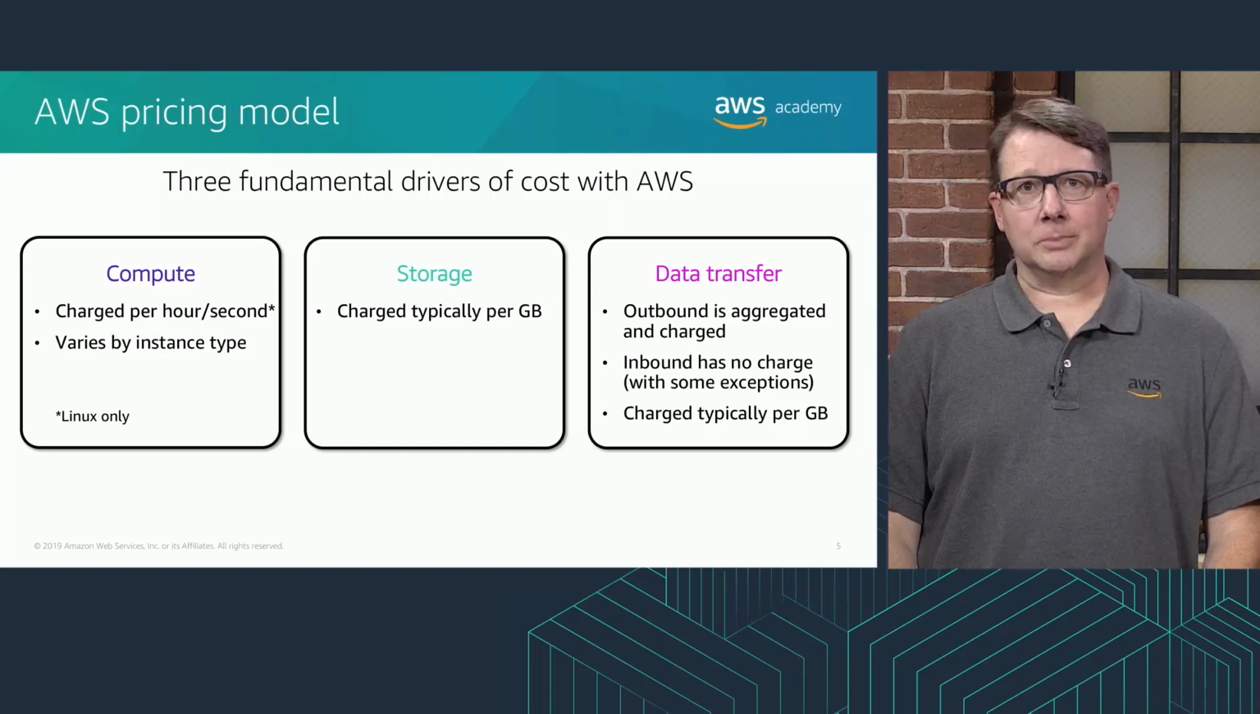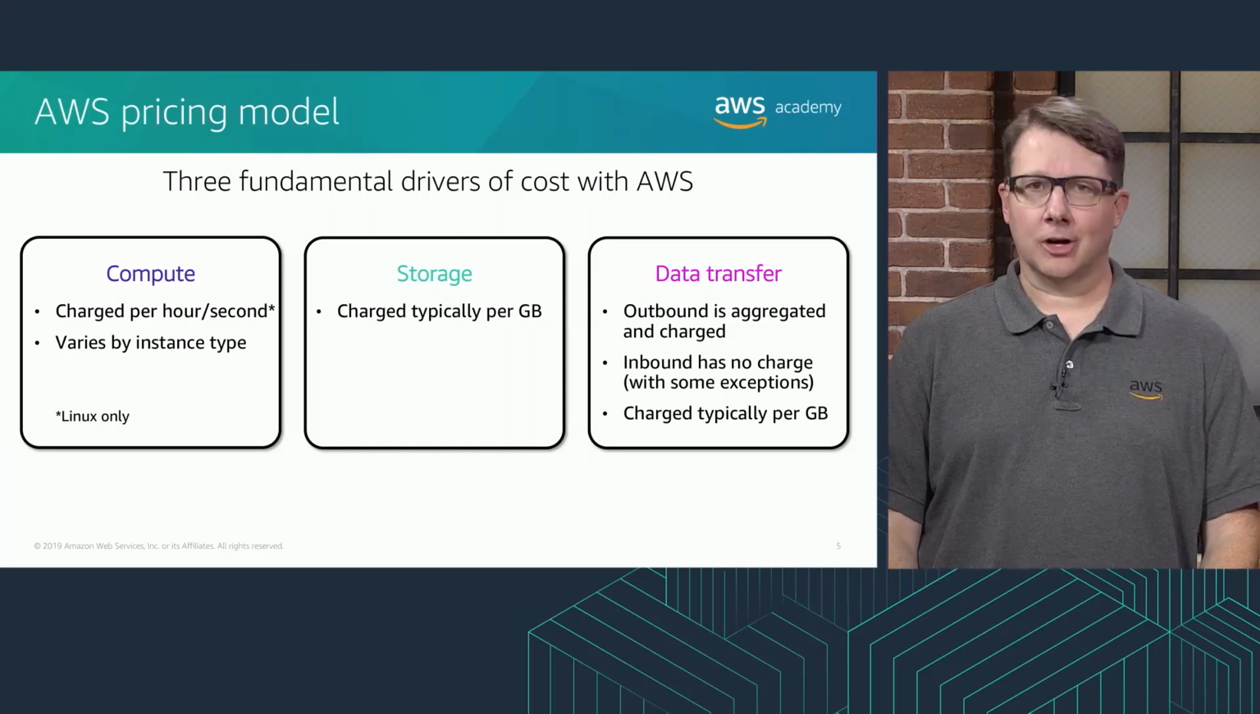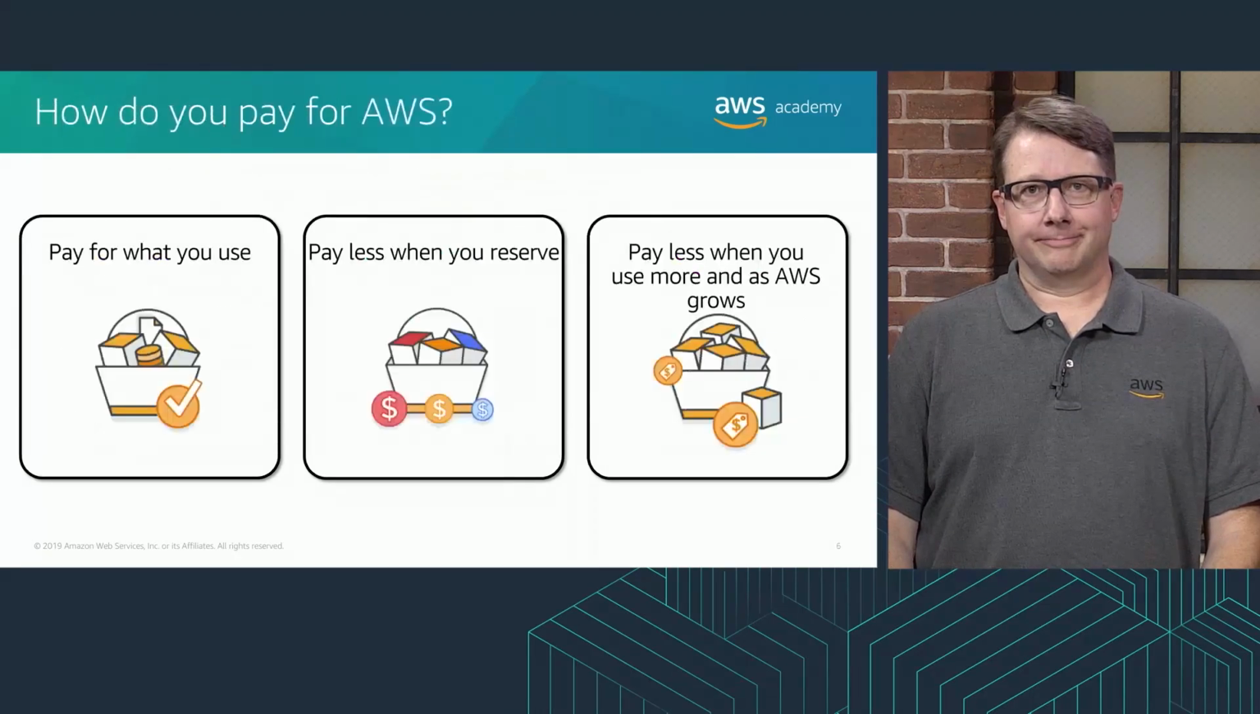Also, data transfer between services in the same region is free. Outbound data transfer is aggregated across services and then charged at the outbound data transfer rate. This charge appears on the monthly statement as AWS Data Transfer Out.